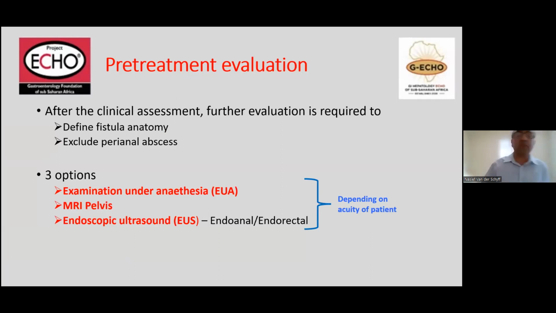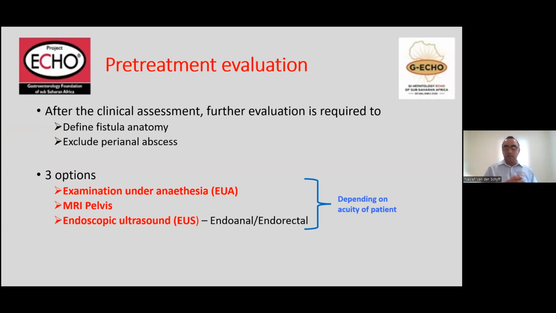So after we've had our clinical assessment, we've taken history, we've examined the patients in our room, what do we do next? Our next step is aimed at identifying 2 things. Number 1, defining that fistula anatomy, as well as excluding, importantly, peri-anal abscess or just general sepsis in the perineal area. We have 3 options available to us. The usual next step is doing an examination under anesthesia, but imaging is also important.